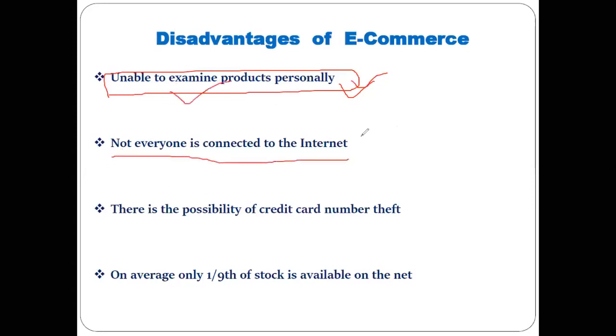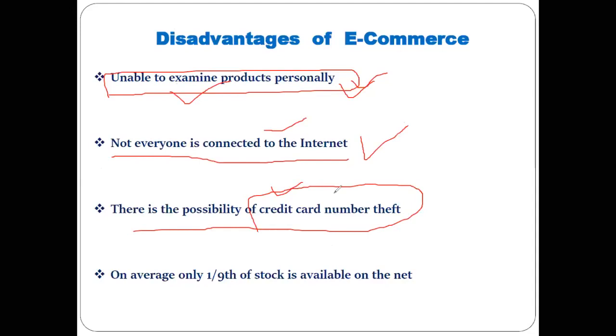Then, not everyone is connected to the internet. Is the internet used by everyone? No. That is also one disadvantage. There is a possibility of credit card number theft. Yes, your credit card information can be misused, correct? And still, not all products are available on the internet. Here I have mentioned, on average 1 in 9, meaning out of 9, one product is available on the internet. Still now, such a situation exists. Whatever product you want, not every product is available on the internet yet. Yes or no? Okay, so that is also one disadvantage.